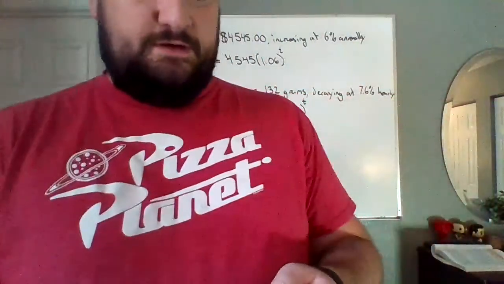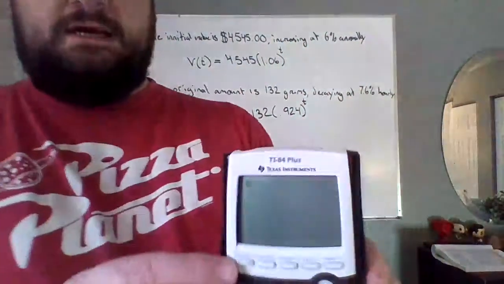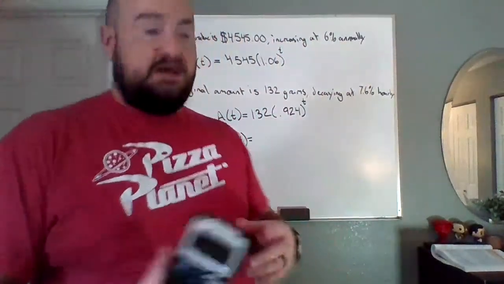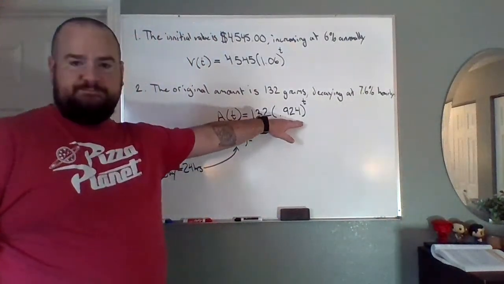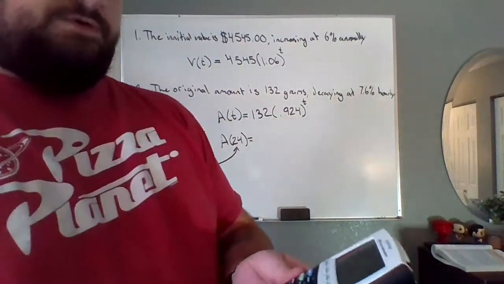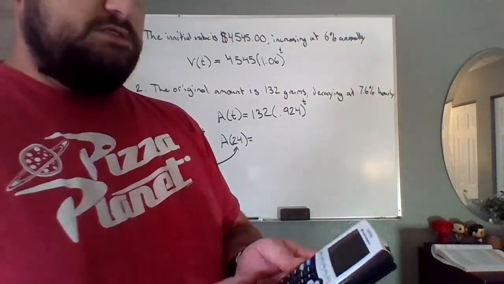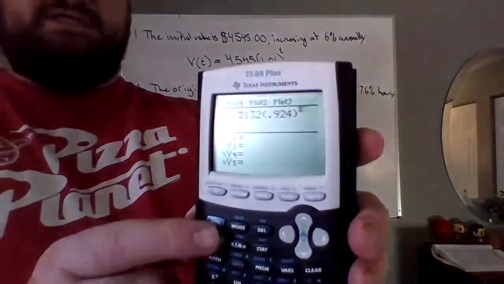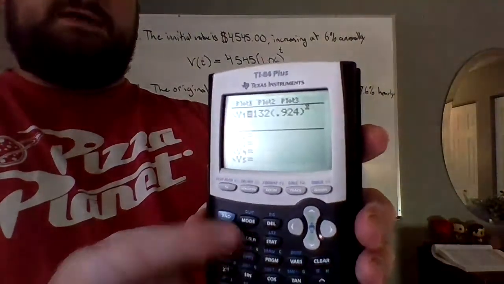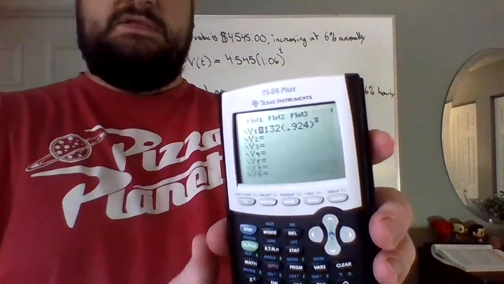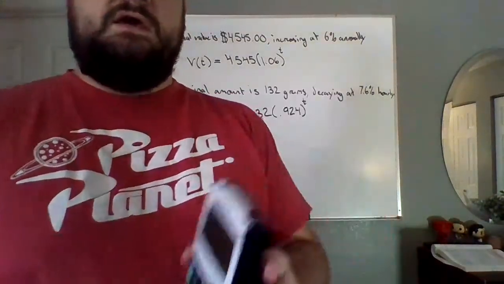So grab your calculator. Okay, and I want you to go to this y equals menu. It's going to take you to something like this, right? This is where we did stat plots, we've done things like that. I want to type in this equation. Okay, so we type 132 times 0.924 raised to the x. Now remember, to get that x, you just use this little button right here for the x. And so it should look something like this. I'm just going to hit enter.